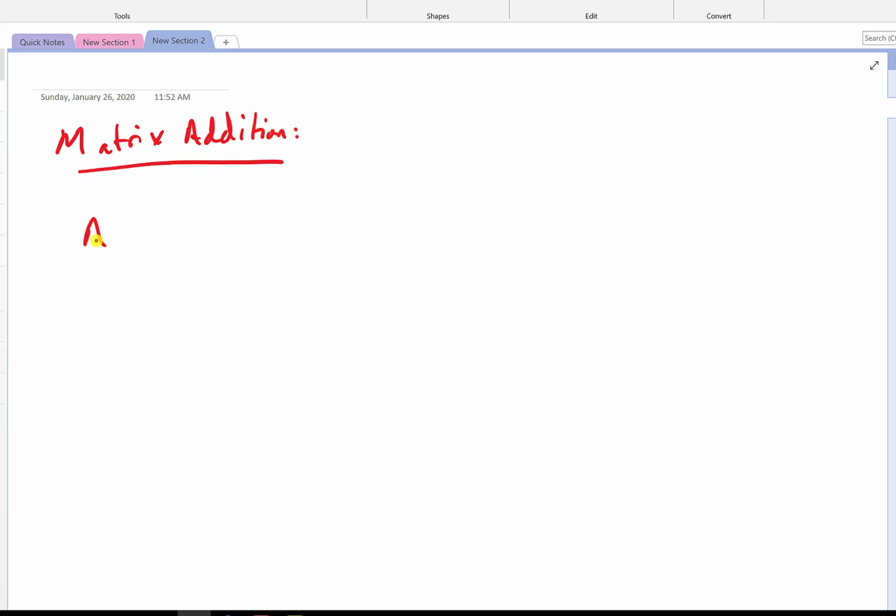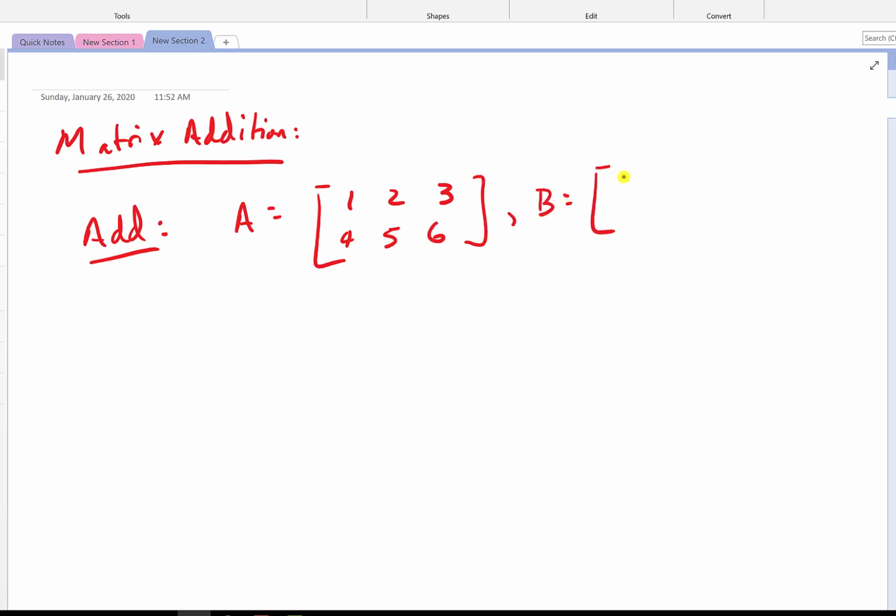So let's go ahead and add together these two matrices. We've got the matrix A, and let's say it's a 2 by 3 matrix, and it's got the entries 1, 2, 3, 4, 5, 6, and then let's say matrix B is the matrix 7, -2, 0, 1, -5, and -6. So how do I add together A plus B?